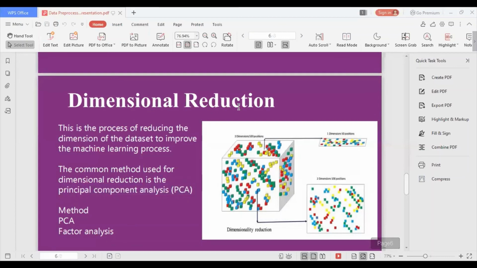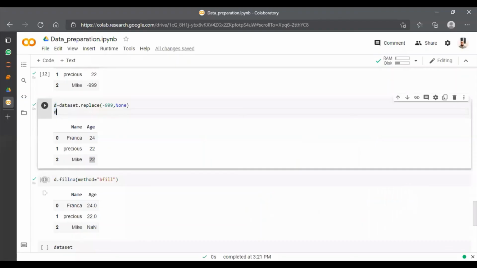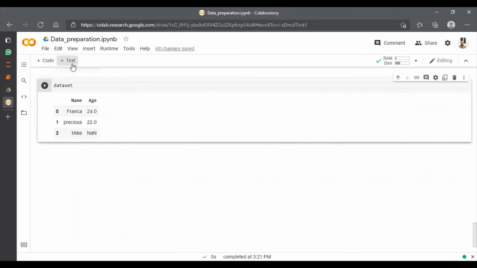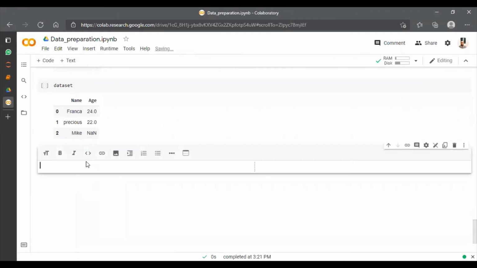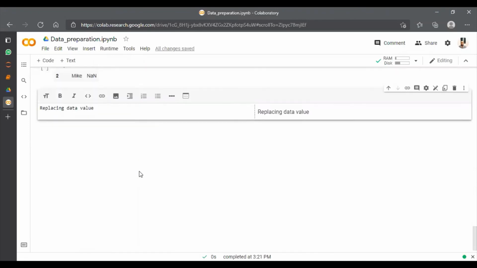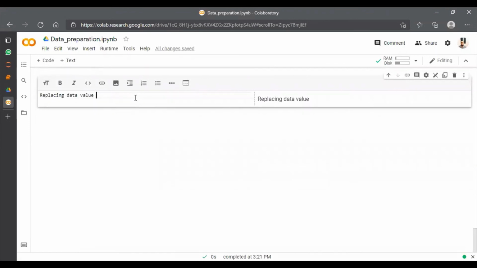But before we go in depth into dimensional reduction, in this data transformation method that we just did, I want us to talk about replacing data values with integers. Maybe in the next class we'll talk about dimensional reduction and the code for it, but for now, replacing data values with integers.